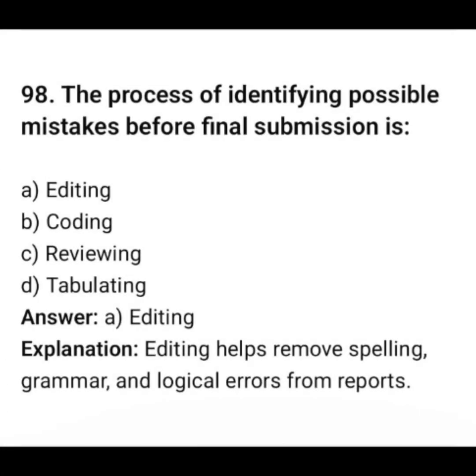The process of identifying possible mistakes before final submission is: editing, coding, reviewing, tabulating. The correct answer is option A, editing. Editing helps remove spelling, grammar, and logical errors from reports.